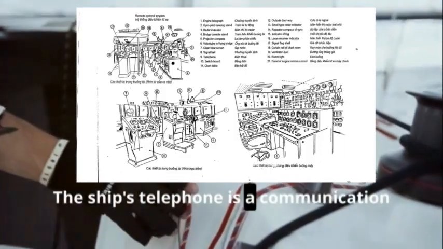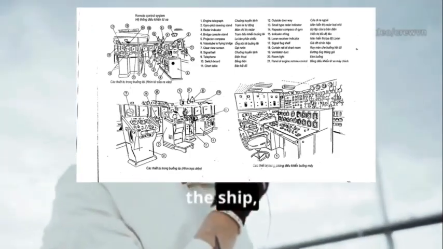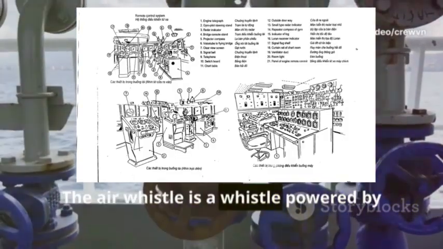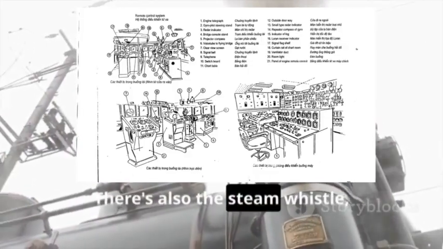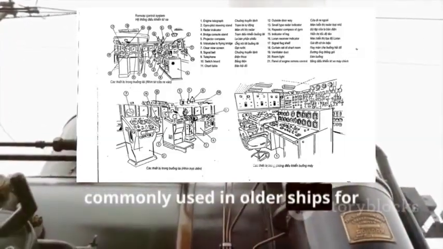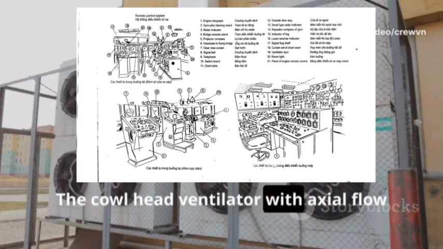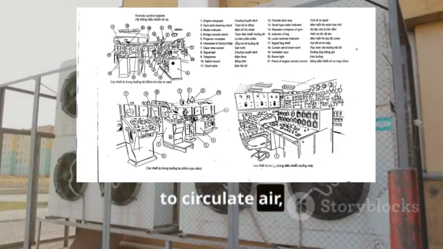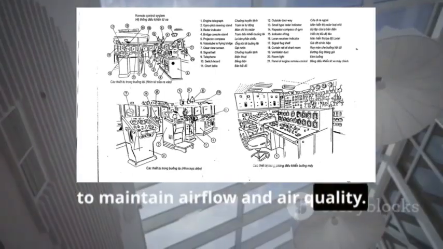The ship's telephone is a communication device used for intercom-style communication between different parts of the ship, especially between the bridge and engine room. The air whistle is a whistle powered by air and is typically used for signaling. There's also the steam whistle, which is a loud whistle powered by steam, commonly used in older ships for signaling or as a foghorn. The cowl head ventilator with axial flow fans is a ventilation system on the ship to circulate air, often seen on the deck or near the engine room, to maintain airflow and air quality.